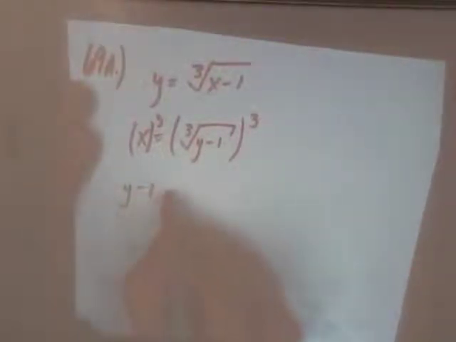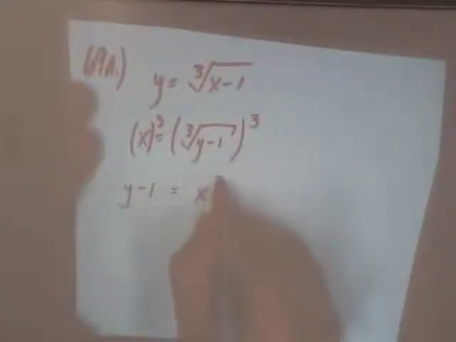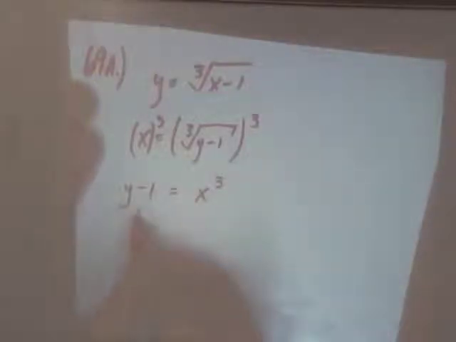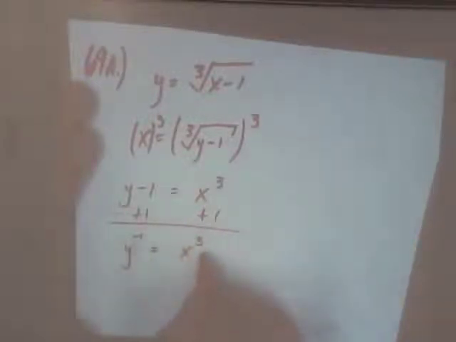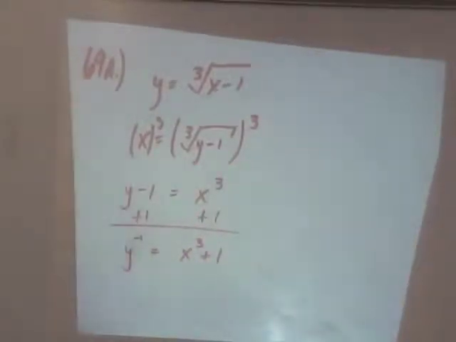So it'll be y minus 1 is equal to x cubed. And then to get the y by itself, add 1 to both sides. So the inverse is equal to x cubed plus 1. Questions on 69A? Okay, so if it's matching, that looks like R, right?